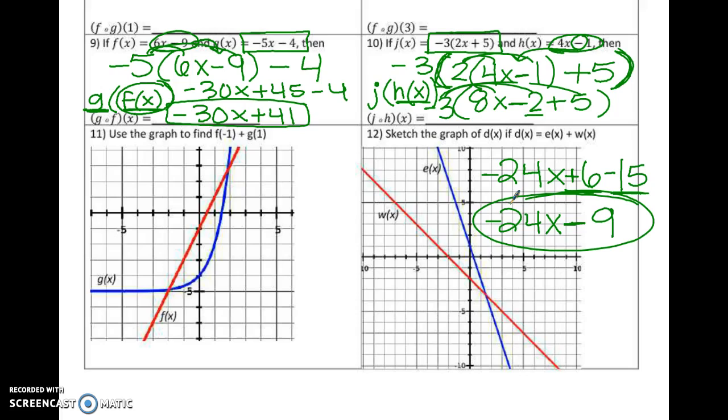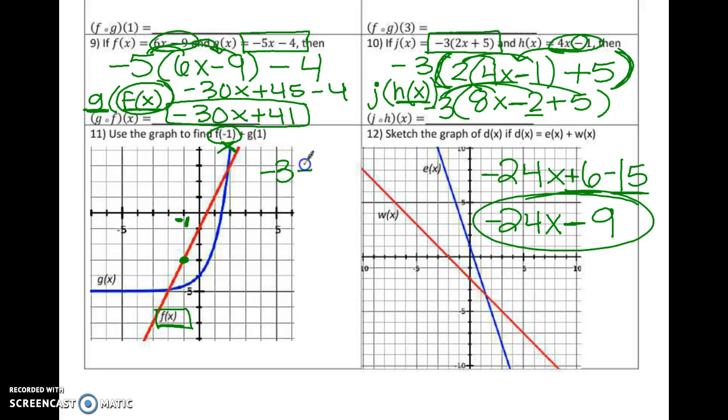Okay, the next one, use the graph to find f of negative 1. Remember, the inside number is x, so we go to negative 1 on the x-axis. And this time, we're trying to find y, so we go up and down. But this time we want the f function, so we go down until we hit the red line. On your paper, you don't have the color, but it's the straight one, right? The straight one is labeled f. So I would go down 3. So this answer is negative 3.